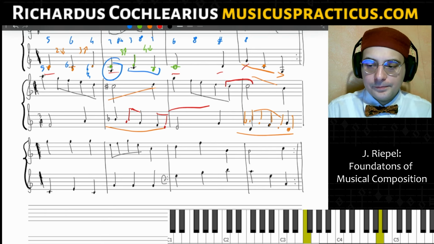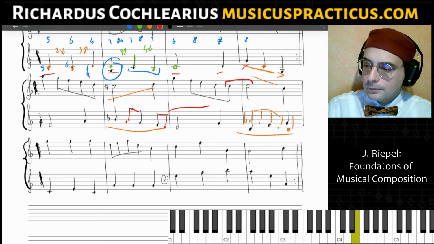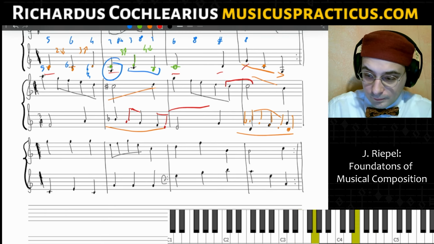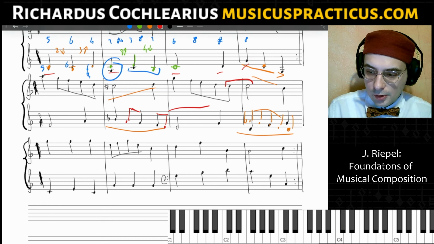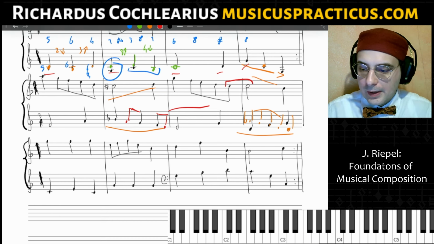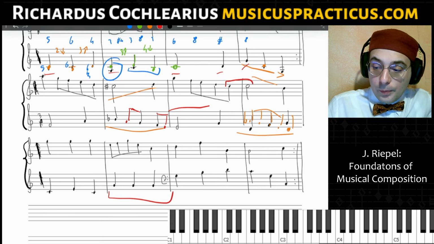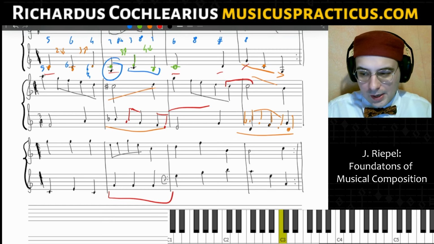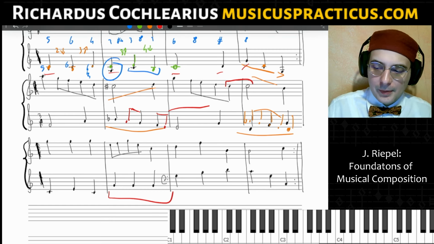Let's play it again. Now, another question. What's the reason for this bar? Because at this point, we have a complete 6/4 harmony. Maybe you want to do something like that. I don't know how effective this 6/4 can be.